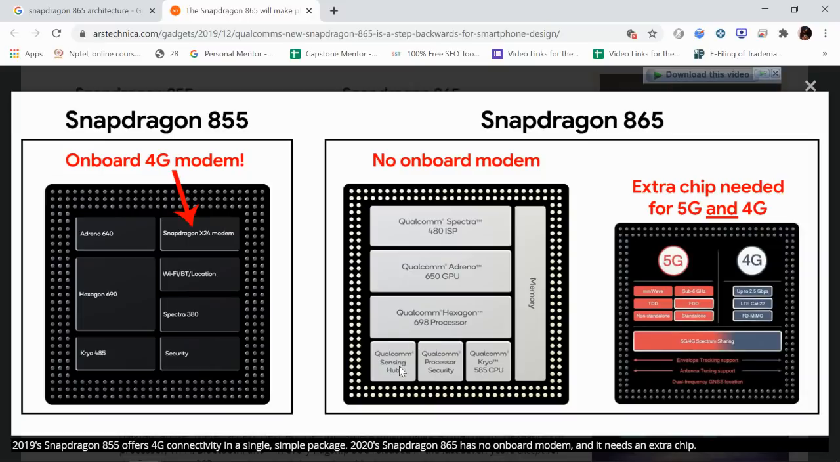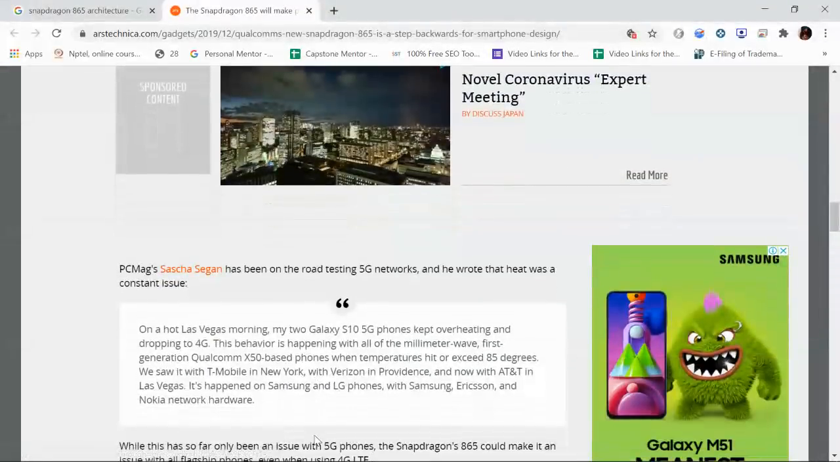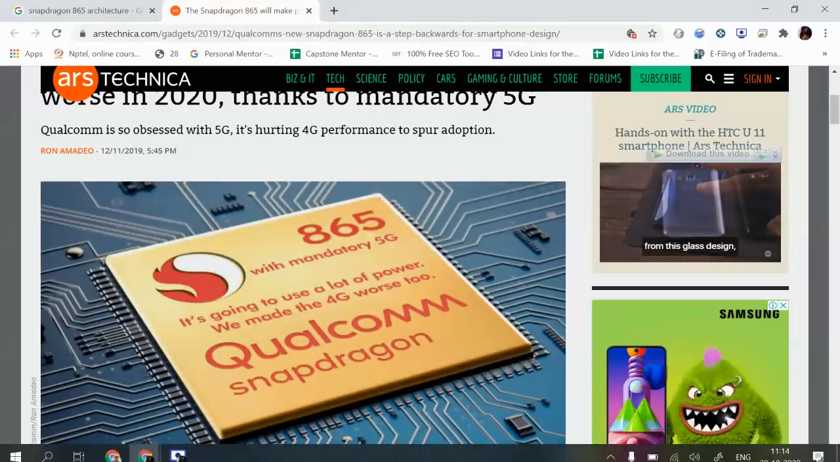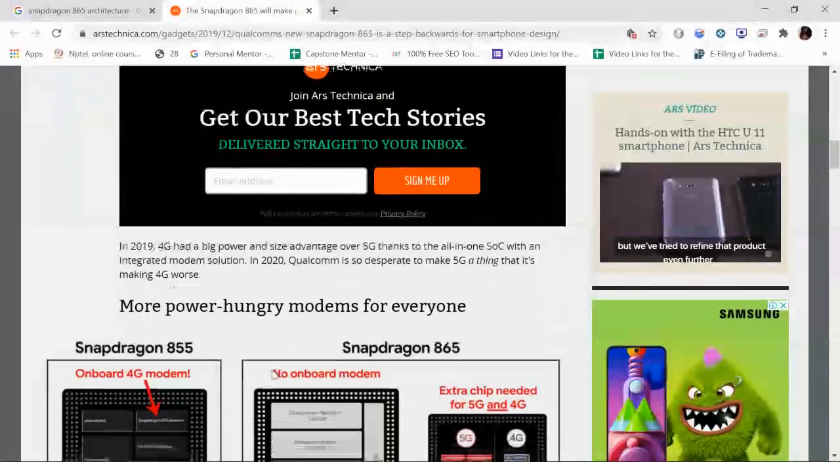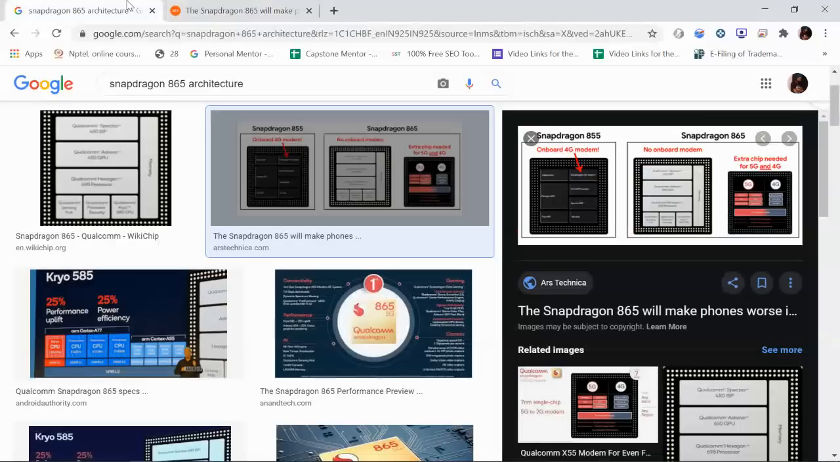So there are different things, but every processor has each and everything it requires for performing anything like calling, Wi-Fi, Bluetooth, streaming, everything on a single chip. That is why it is known as SoC, system on a chip. So this is why it is known as SoC.